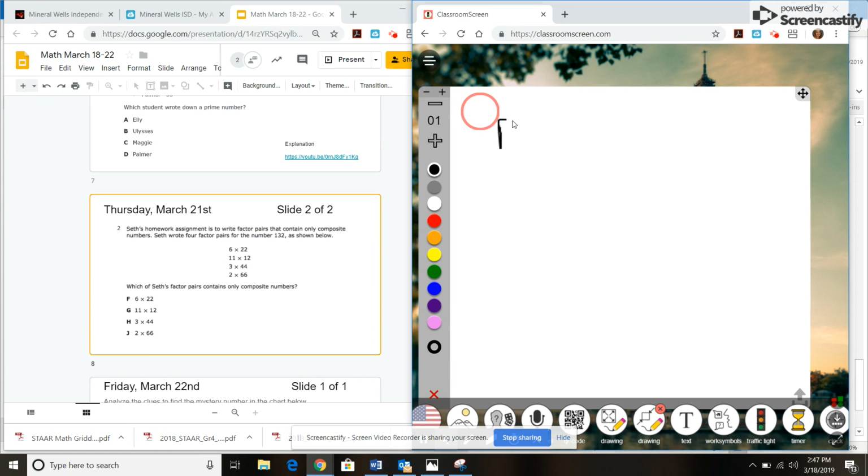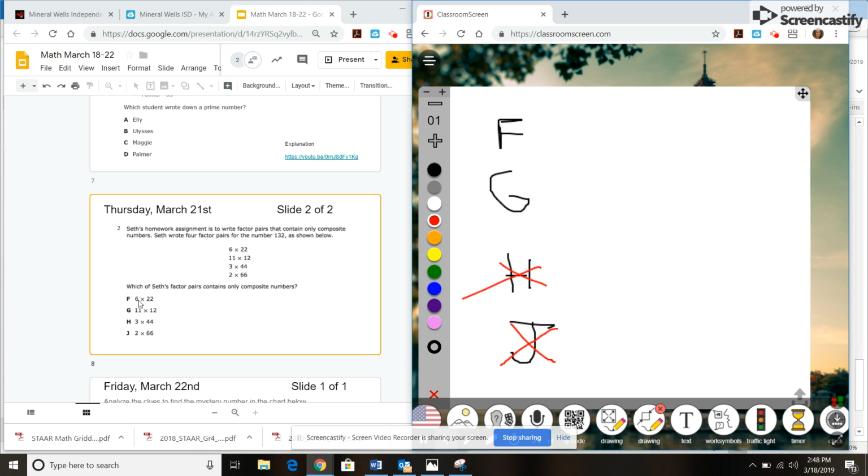So if I had F, G, H, and J, I'm going to go ahead and mark off J, knowing that it is not right because 2 is my only even prime number. So we know it's not composite. Another number that I know is prime is 3. I can usually remember that 2 and 3 are my first prime numbers. So 3 is prime. So then I'm going to narrow down to 6 and 22 or 11 times 12.